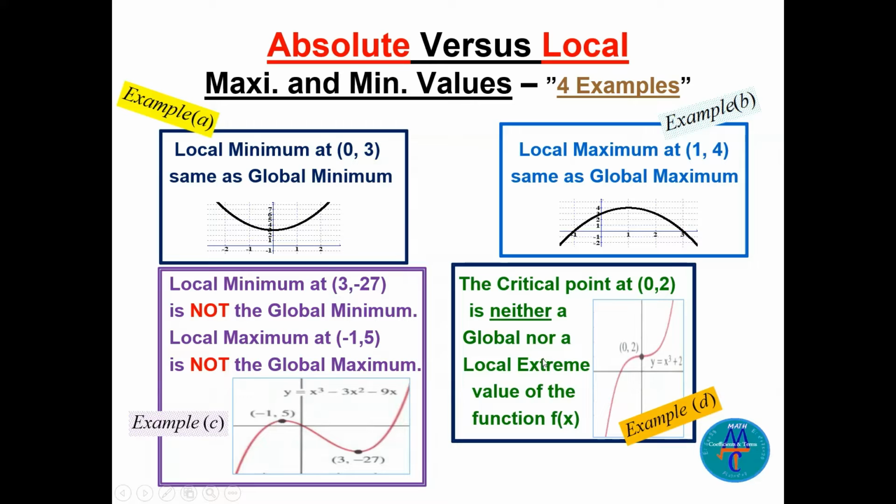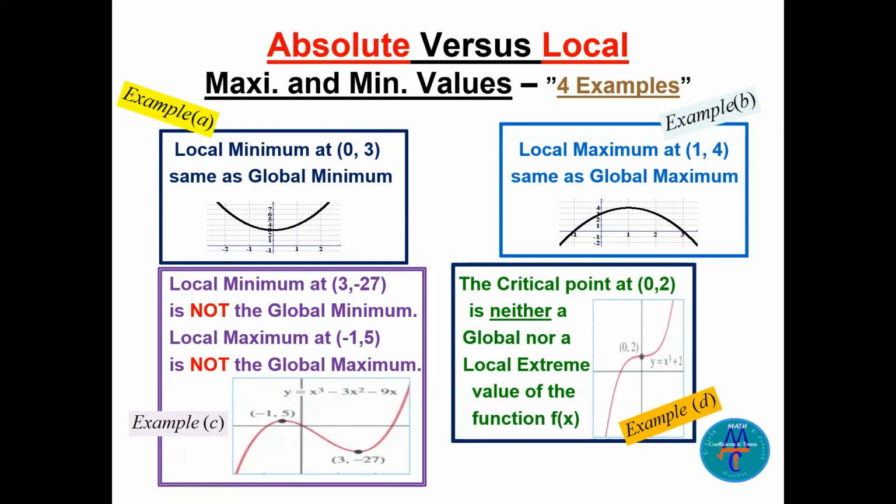Look at this strange one here, example D. Critical point at 0, 2 here, see? See this function y equals x cubed plus 2. You can try it yourself if you like. Find the derivative, all this. So the critical point is 0, 2. So this graph has neither global nor local.